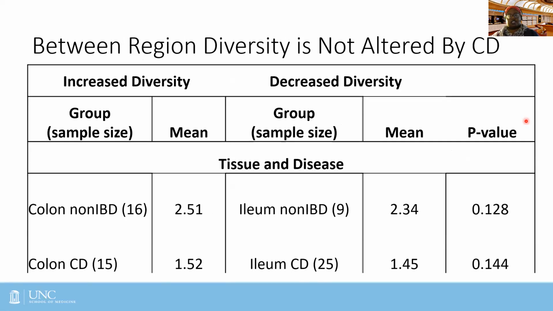So next we looked within disease at tissue differences. So we wanted to figure out, okay, does the presence of Crohn's disease alter the diversity seen between the colon and ileum? So in non-IBD, we don't see much of a shift in the diversity seen between the two regions. And though the diversity is decreased in Crohn's disease, between the colon and ileum, you're still seeing similar levels of diversity.